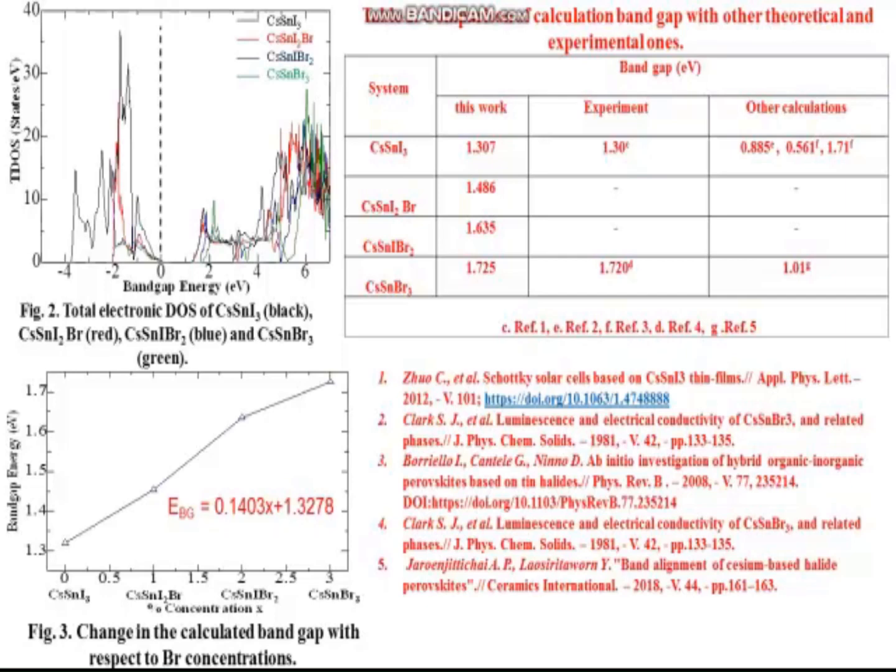Least square fitting to the calculated band gap was done, which is also shown in Figure 3. This fitted line is expressed by E, energy band gap, equals 0.1403x plus 1.3278, from which we can estimate the band gap for cesium-scandium-I3-xBrx with any bromine concentration x.